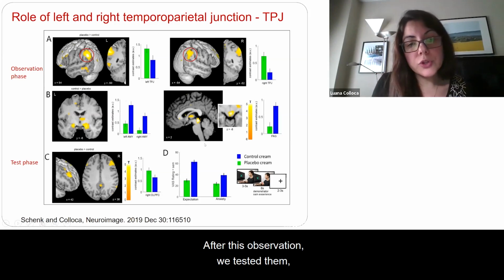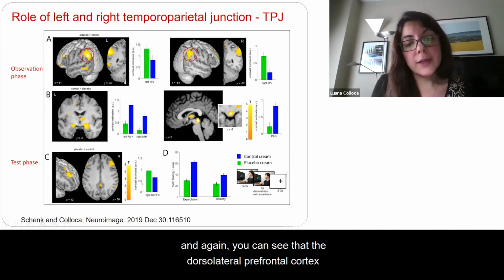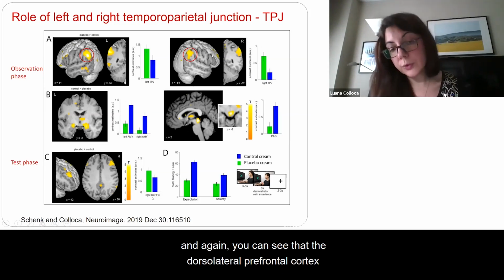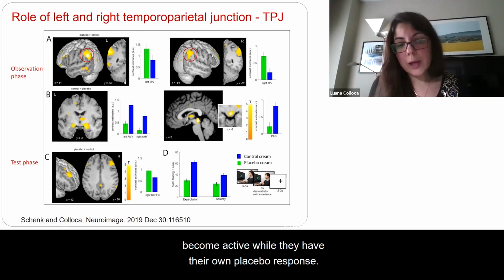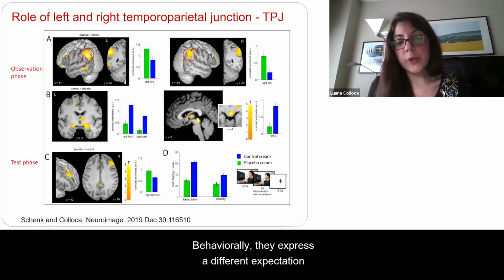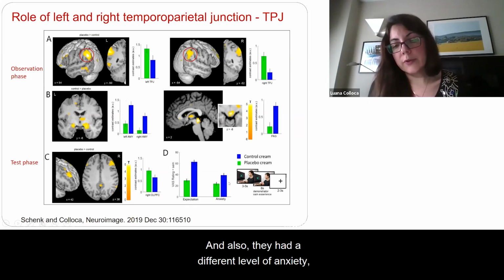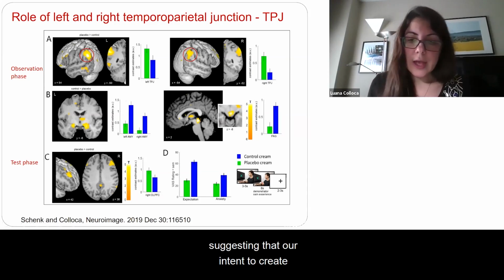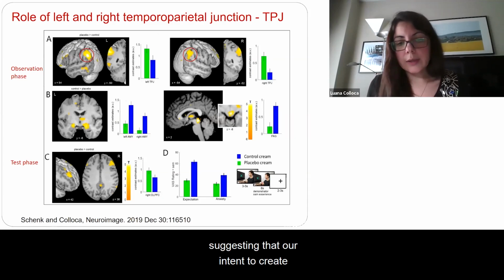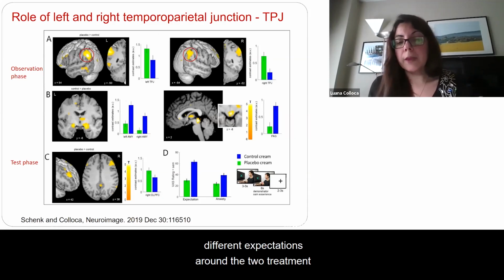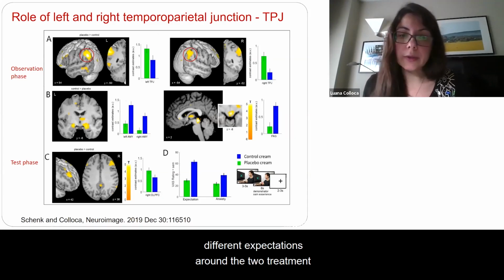After this observation, we tested them, and again, you can see that the dorsolateral prefrontal cortex becomes active while they have their own placebo response. Behaviorally, they expressed a different expectation for the two creams, and they also had a different level of anxiety, suggesting that our intent to create different expectations around the two treatments worked out well.